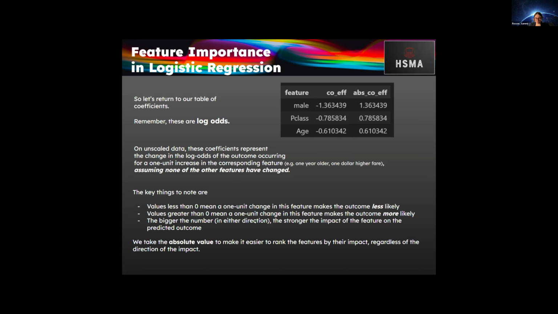The key things to take away from this are: values less than 0 mean a 1 unit change in this feature makes the outcome less likely to happen. So you're less likely to survive if you're male. It's below 0. Values greater than 0 mean a 1 unit change in this feature makes the outcome more likely. And the bigger the number, in either direction, the stronger the impact of the feature on the predicted outcome. We take the absolute value to make it possible to rank the features by their impact, regardless of the direction of the impact.